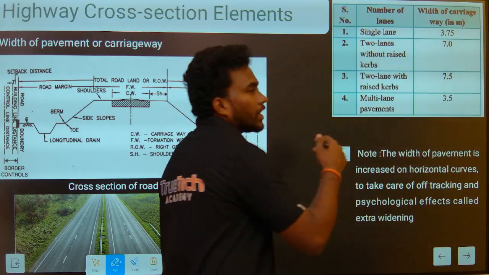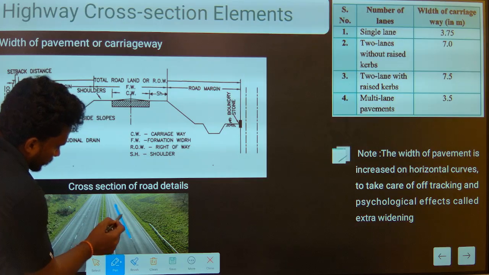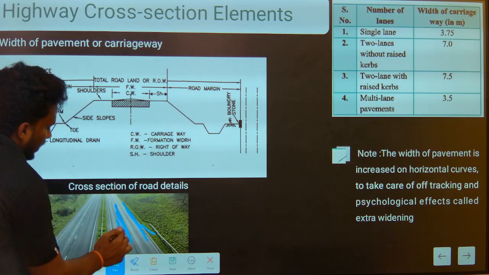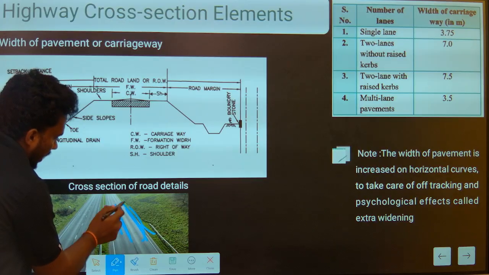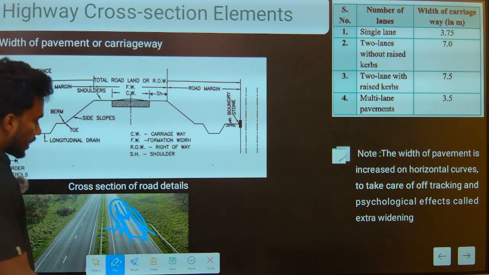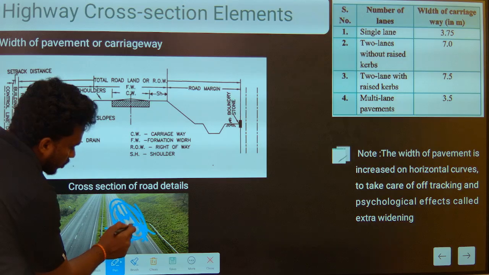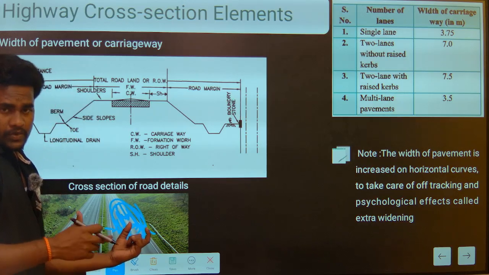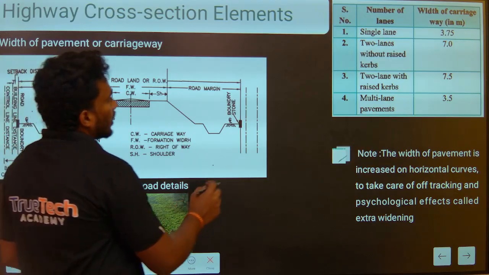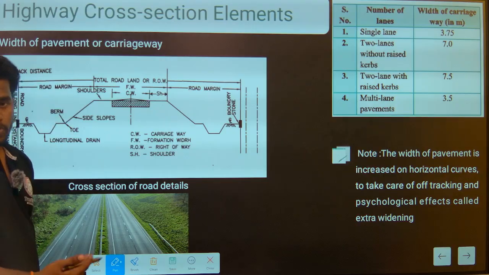For example, single lane means only one road surface is there, with shoulder on each side, and then the drainage coming after that. If there is only one lane and vehicles are coming in both directions on it, there is a requirement to give more width for the vehicle movement. So we are giving 3.75 meters.